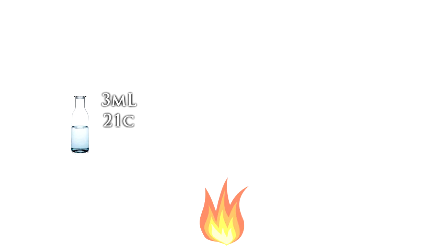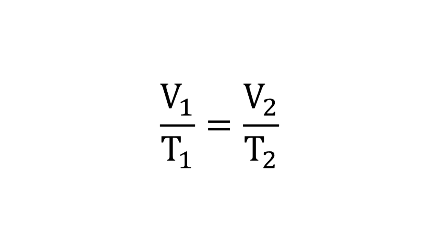Now, how do you actually solve a problem like this? Let's use the bottle example again. A glass bottle with a volume 3 milliliters sits at room temperature at 21 degrees Celsius. It falls into a fireplace, and the temperature increases to 1500 degrees Celsius. Using the equation V1 over T1 equals V2 over T2, we can plug this in and find out the current volume. Before we can even try this, we have to convert Celsius into Kelvin.